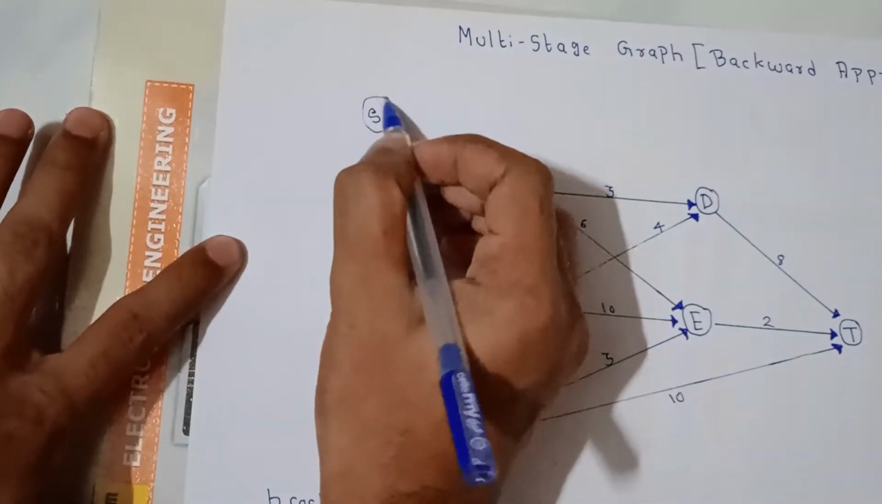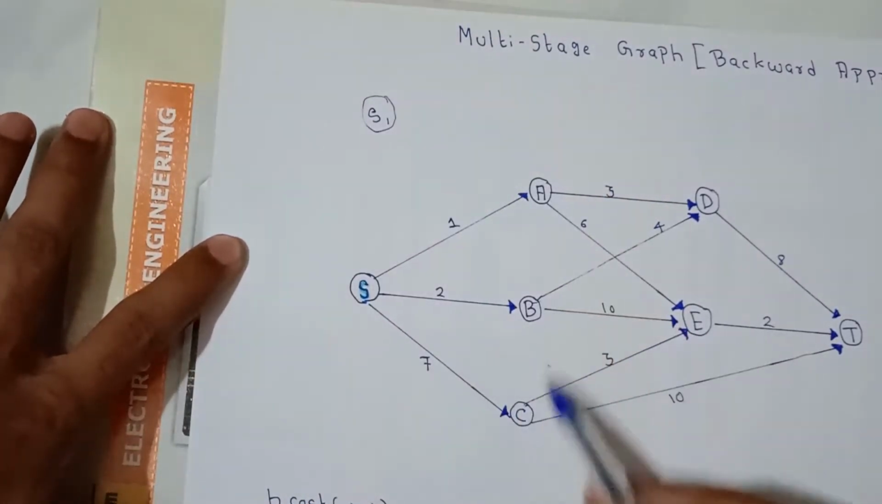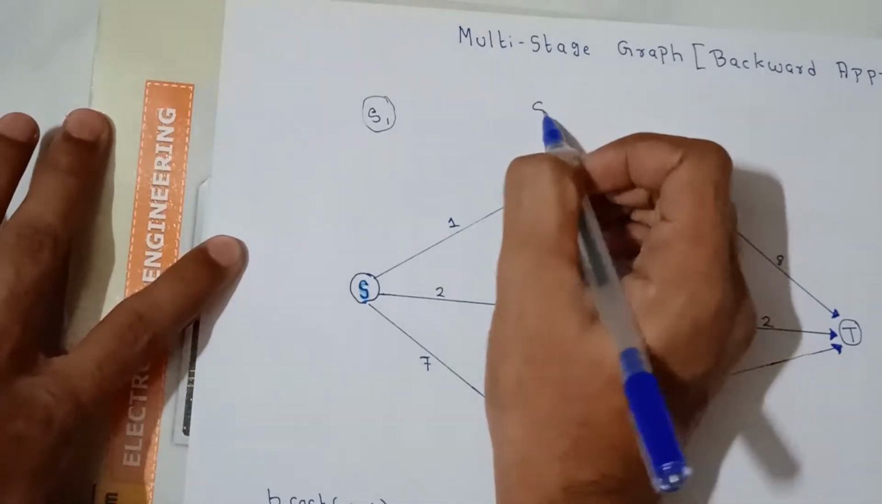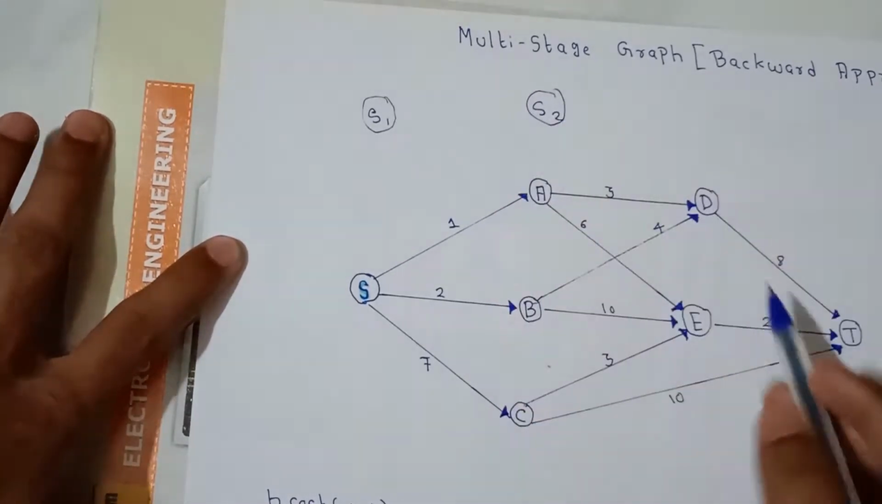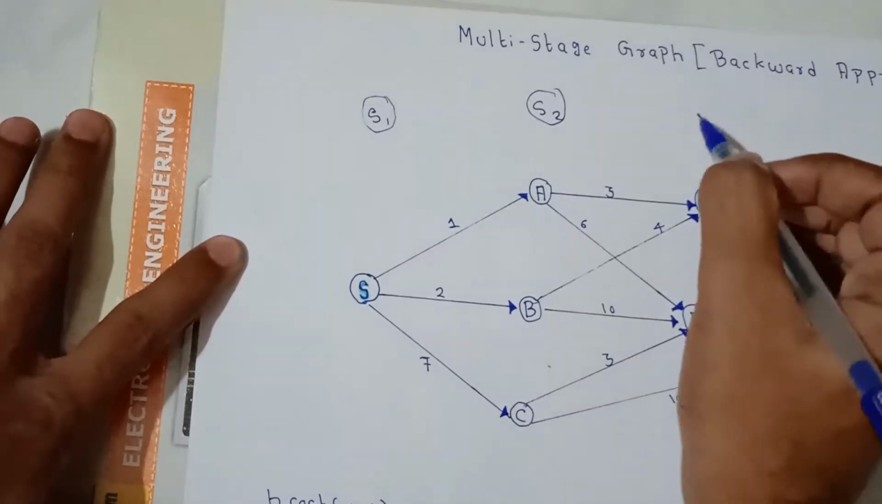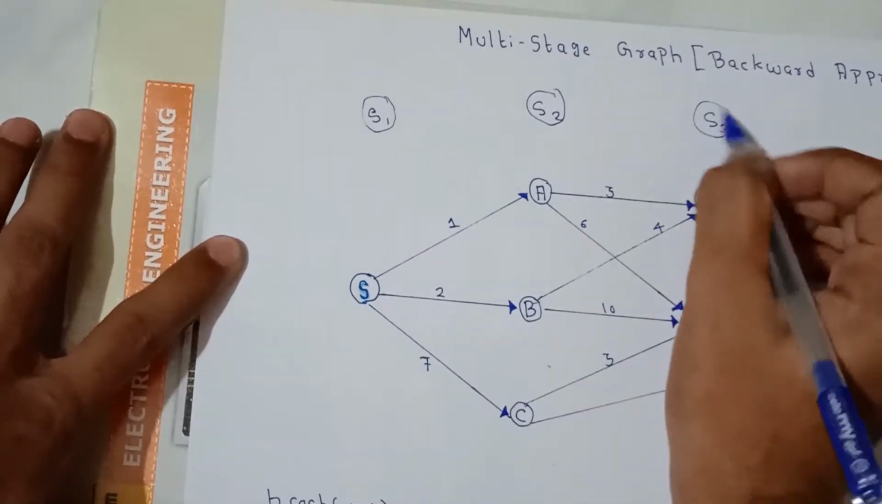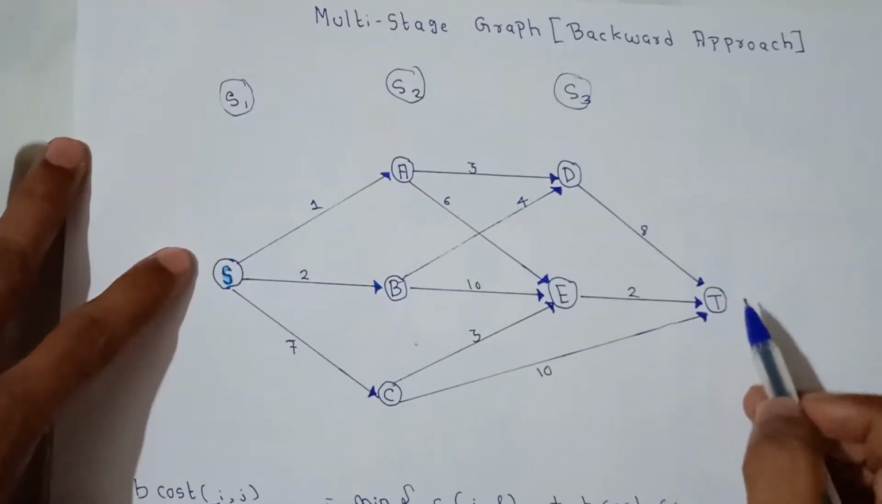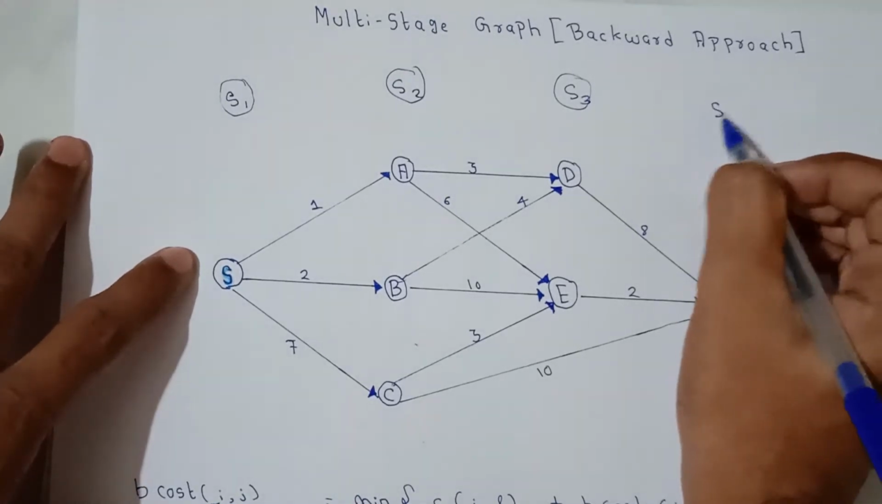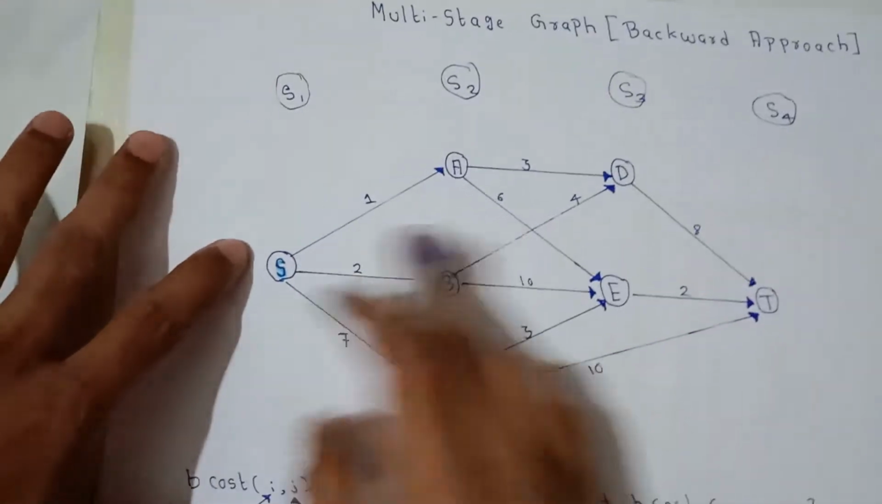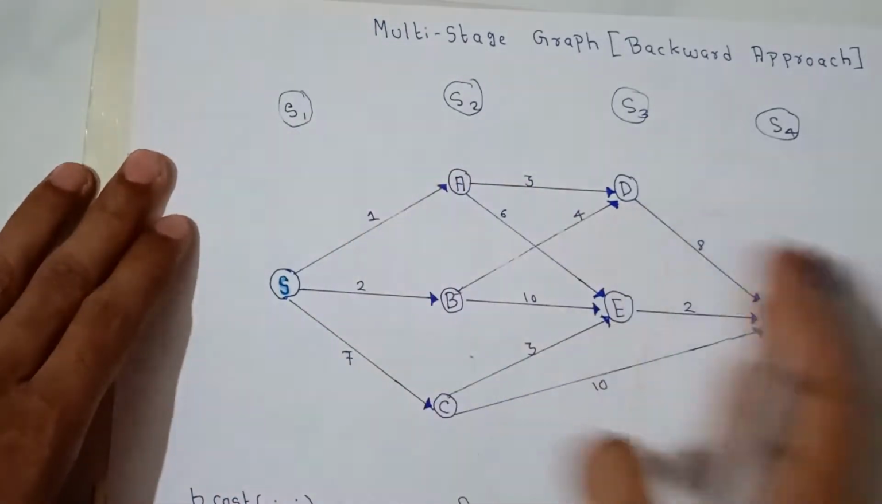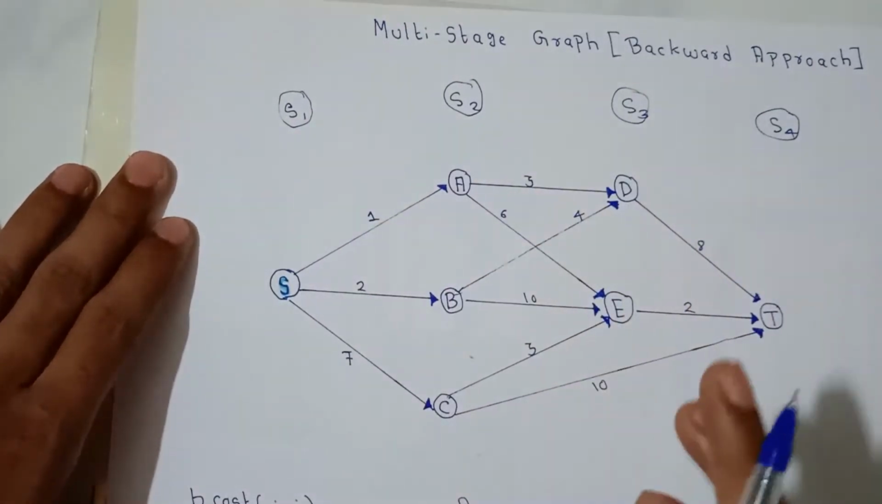stage 1. These three nodes A, B, C are present at stage 2, and these two nodes D, E are present at stage 3. In the same way, this T node is present at stage 4. So the complete graph is divided into multiple stages. Here we have 4 stages, right?